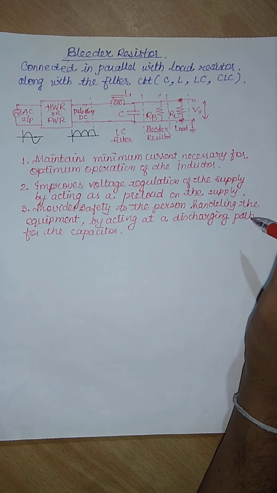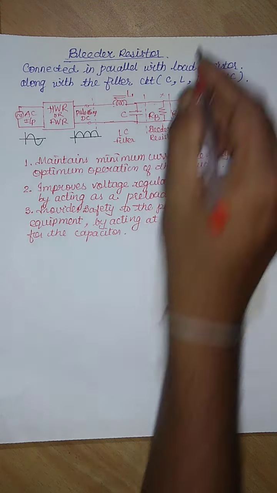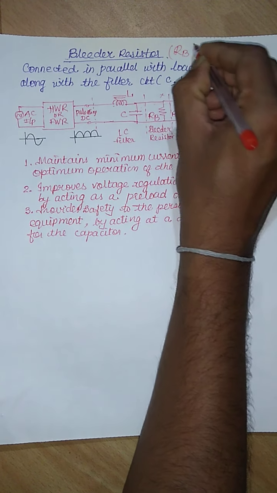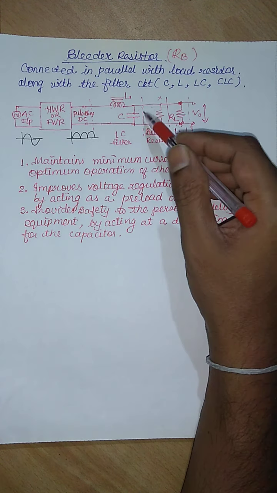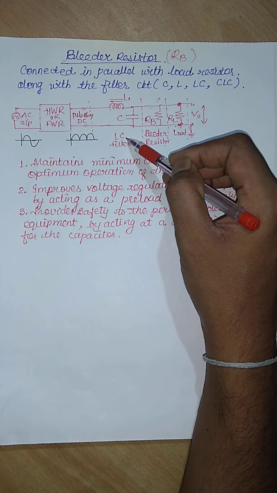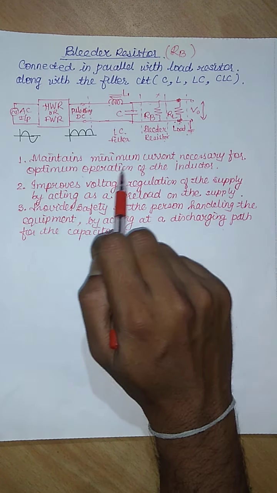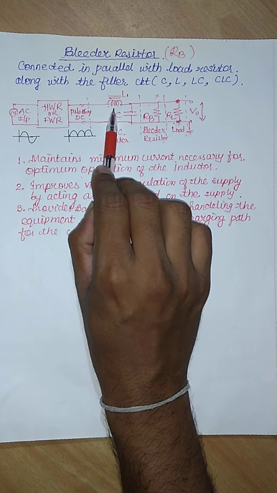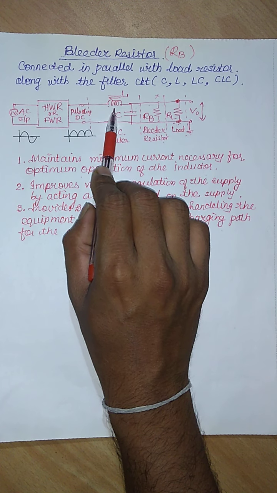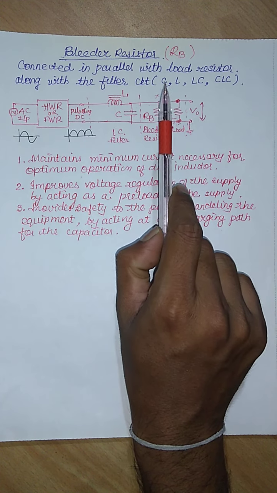overall regulated power supply. So once again we will revise what the bleeder resistor is and why it is essential. The bleeder resistor is denoted by RB, R suffix B. It is the resistor which is connected in parallel to the load. It is connected in between the load and the filter. So it maintains the minimum current necessary for the optimum operation of the inductor. Means the inductor must act as a filter, and for that it requires a minimum current, and that minimum current is provided by this bleeder resistor.